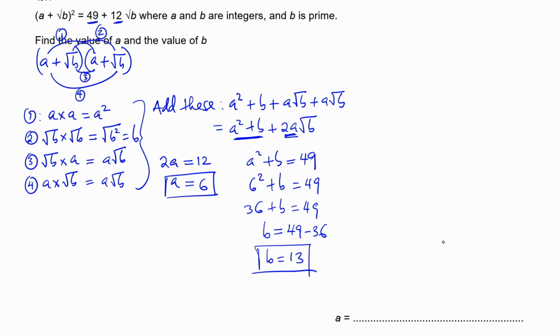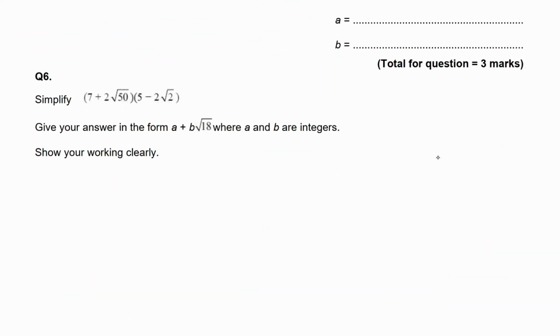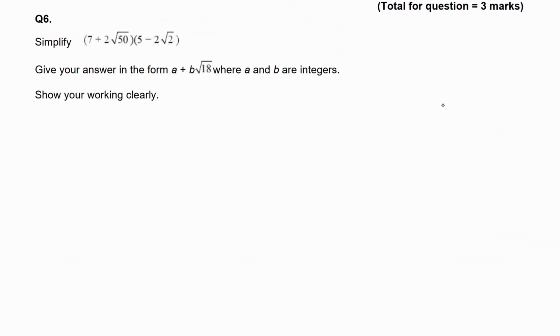Okay, so let's move to number 6. Again, this is a question on surds, and I'll apply the same approach, so we can just FOIL this, guys. So drawing these arrows helps. Let me label that 1, 2, 3, and 4 so that you can follow what's going on here. So for 1, we have 7 multiplied by 5, which is just equal to 35.